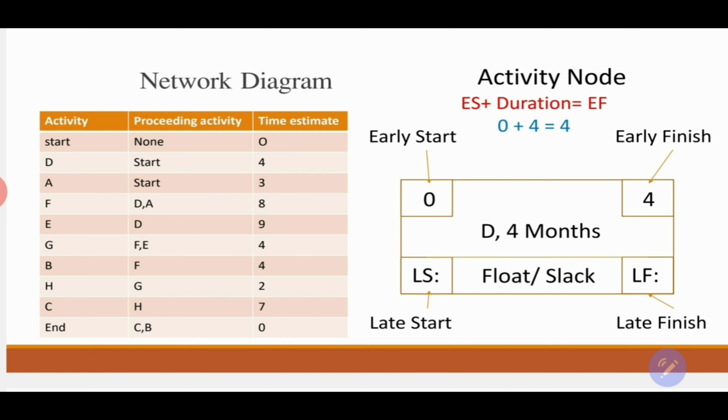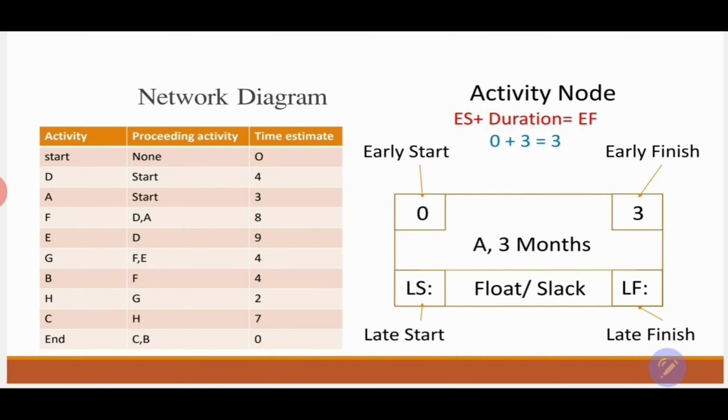And the duration of activity D is 4 months. If we use the equation, early start plus the duration will equal the early finish. Then the duration of activity D is 4 months, and we can start it as early as 0. 0 plus 4 equals 4. Then the earliest finishing time for activity D is 4.